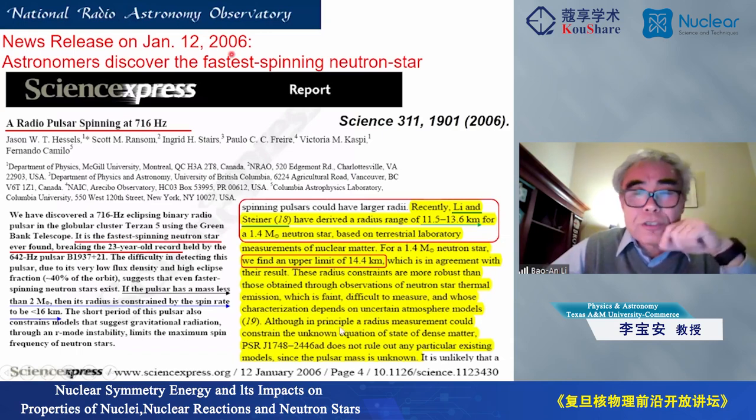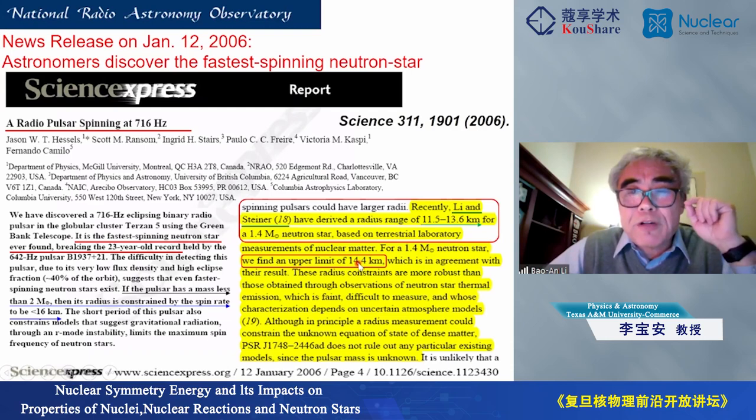They don't know the mass of this neutron star, but when they made this announcement and published this paper in Science, they made an estimate for the radius, assuming it has a mass of 1.4 times solar mass. And assuming this frequency is the Kepler frequency, the resulting radius is about 14.4 kilometers. Then in this paper, they discussed that the radius they inferred is consistent with the radius of canonical neutron stars between 11.5 and 13.6 kilometers, inferred by Steiner and myself in the same year.